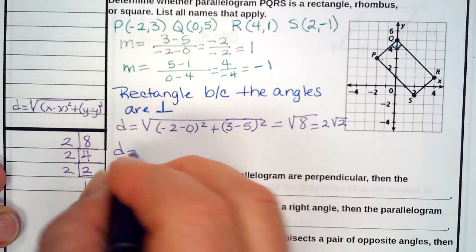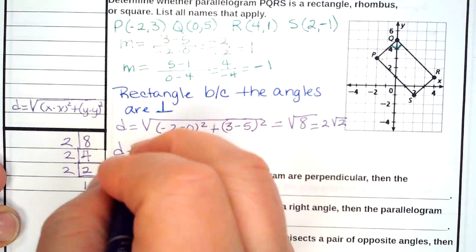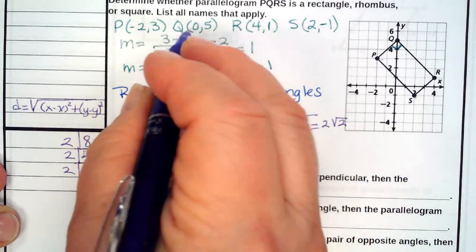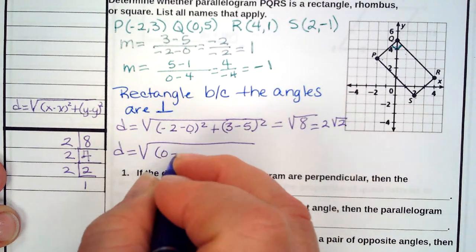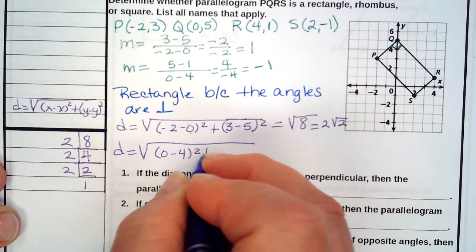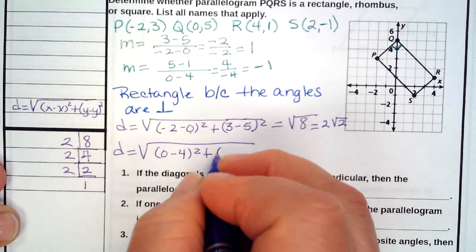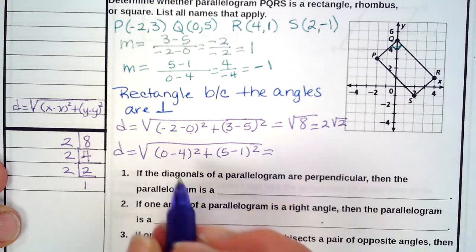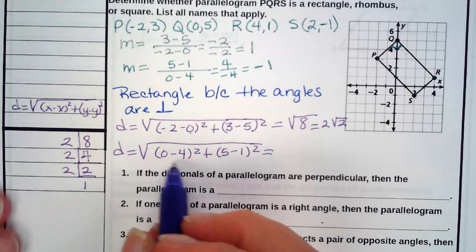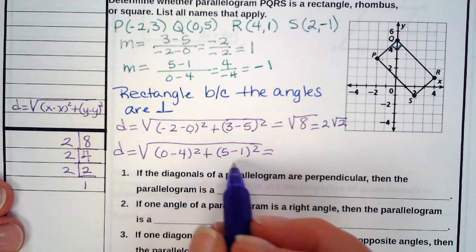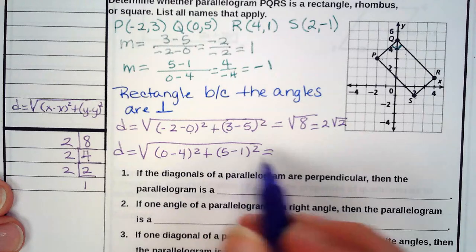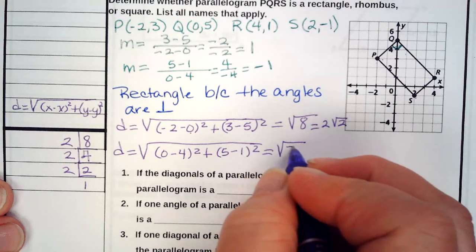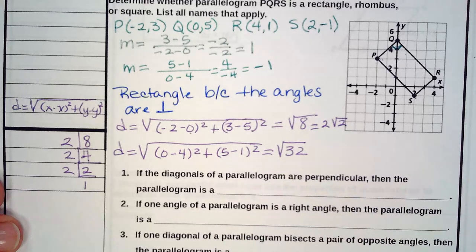Let's look at the length between Q and R. 0 minus 4, quantity squared, plus 5 minus 1, quantity squared. Okay, this will be negative 4 squared, which is 16. This is positive 4 squared, which is 16. 16 plus 16 is 32. Even before we simplify, we know that those are not the same length.